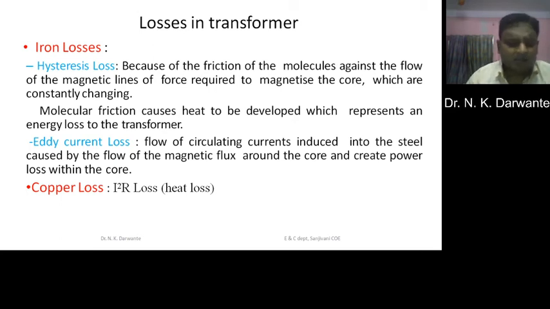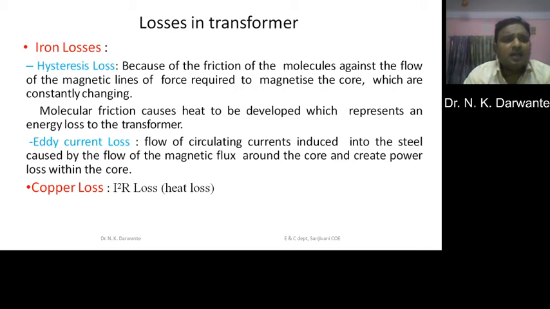Then, as discussed earlier, the power at input and power at output is ideally always the same, but practically you will find that the power at the secondary is always less as compared to the primary, and that is because of certain losses which occur in the transformer. Now the question arises, what are the different types of losses in the transformer? Here you can see the major losses which occur in the transformer.